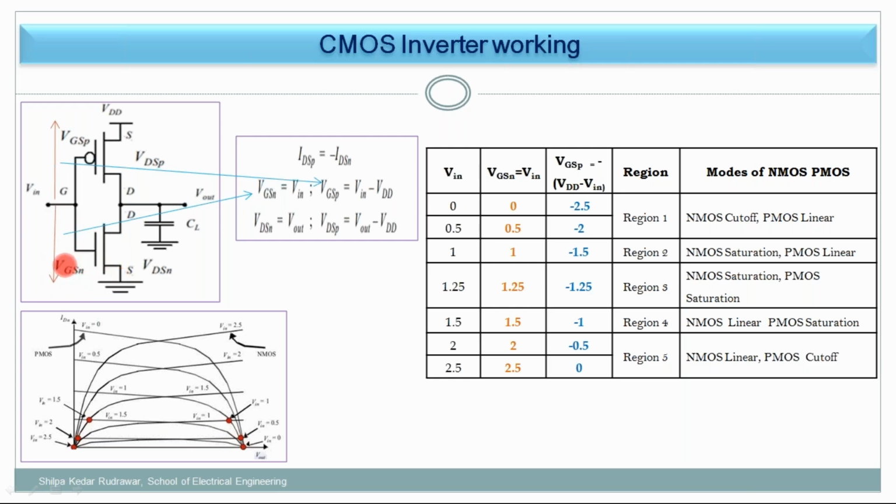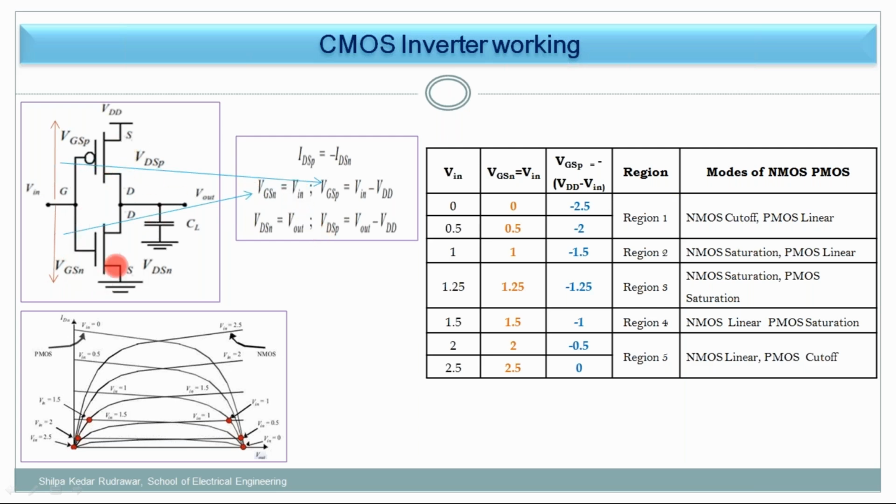Now just tell me, what is the VGSN voltage present over here? It is nothing but from this to this, and as this is connected to ground, my VS is also ground. So VGSN is nothing but V in. Can I say VGSN equal to V in? Yes, Supriya, you are right, input voltage. So same way it is written over here.